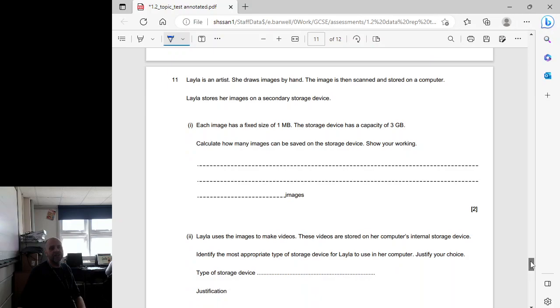Right, next calculation. Pretty much like the video one. So we've got images that are all a megabyte, which is weird. And we've got 3 gig. So 3 gig is 3,000 megabytes. Now some people got that far and then got the answer wrong, but they got a mark for doing that. So actually it's 3,000 divided by 1, which gives me 3,000.